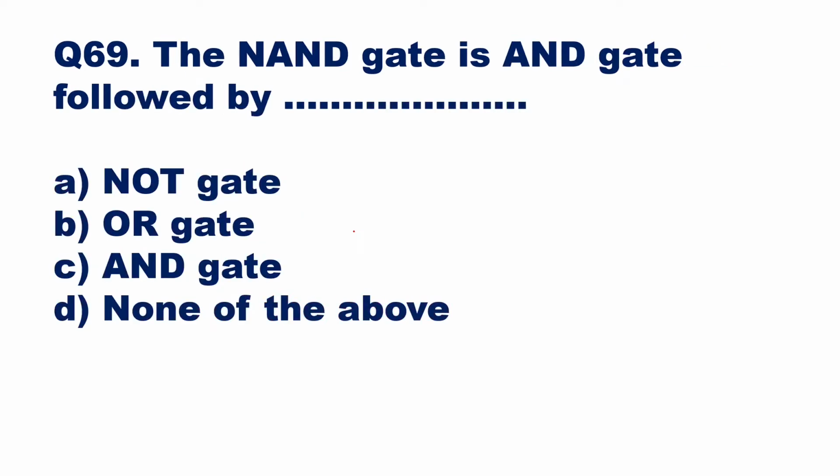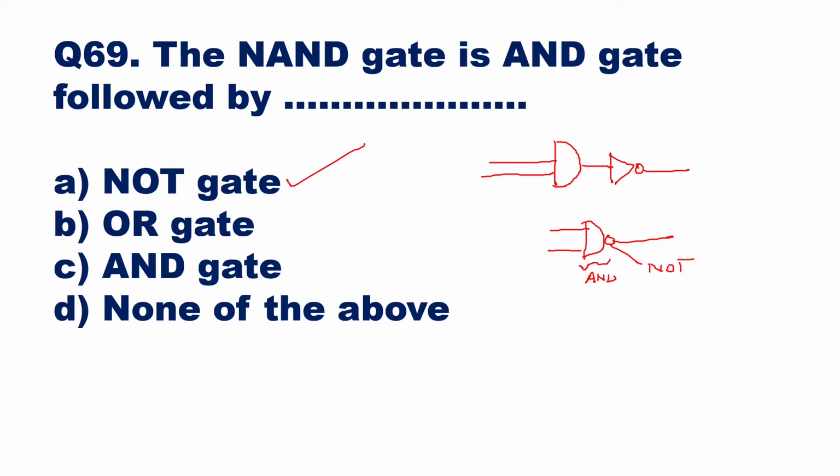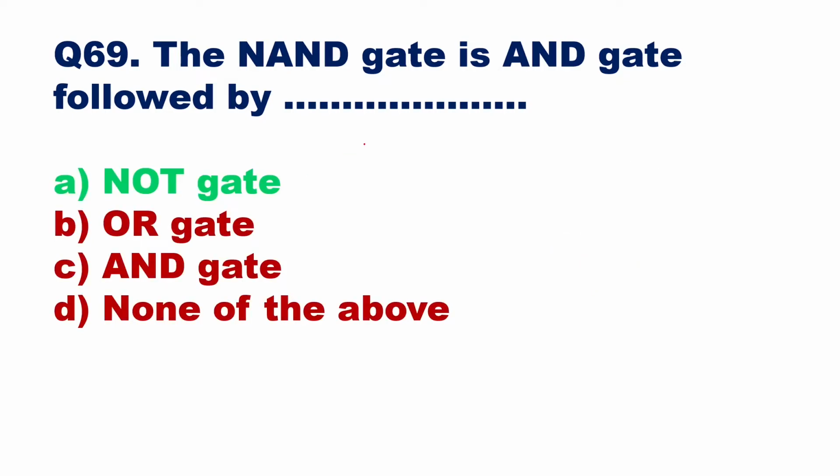The NAND gate is AND gate followed by. So again here the same concept. If you have AND gate followed by a NOT gate, then you will get a NAND gate, which is shown like this. This is a NAND gate. So here you are having AND gate. This is AND concept, and this is NOT concept. So AND gate followed by a NOT gate will give you the NAND gate. So here in this question, option A will be the right answer. That is NOT gate. So here you can see the NAND gate is AND gate followed by NOT gate. Then we'll go to the next question.